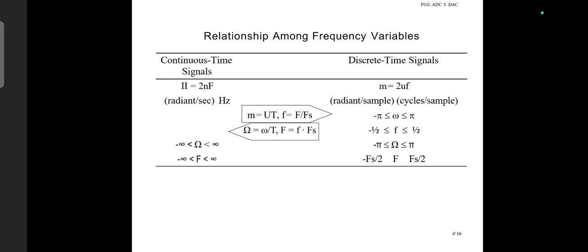Now let us look at the relationship among different frequency variables. For a continuous time signal, frequency can be represented in hertz or in radians per second. So the relationship is omega equals 2 pi f. Here f represents frequency in hertz and omega represents angular frequency in radians per second. For a discrete time signal, we can also represent frequency in cycles per sample or radians per sample. The slide shows the relationship between these frequency representations. Understanding these relationships becomes important when we analyze sampled signals and their spectra.